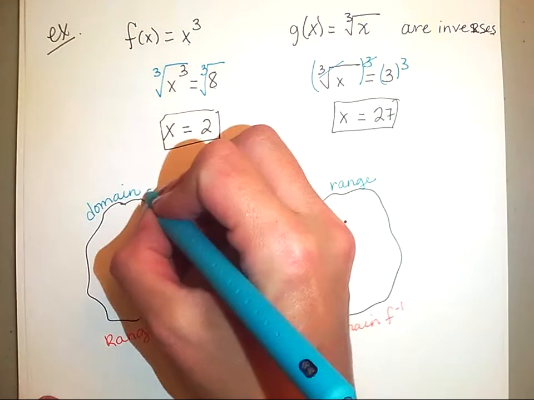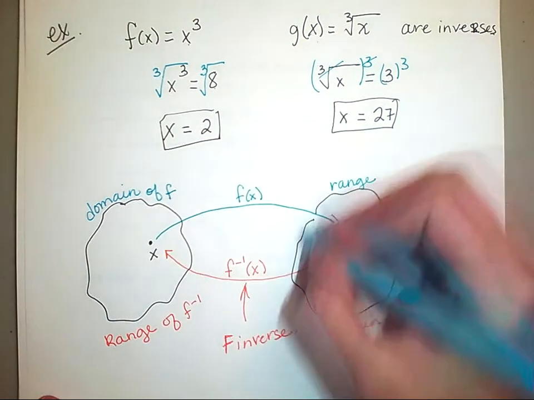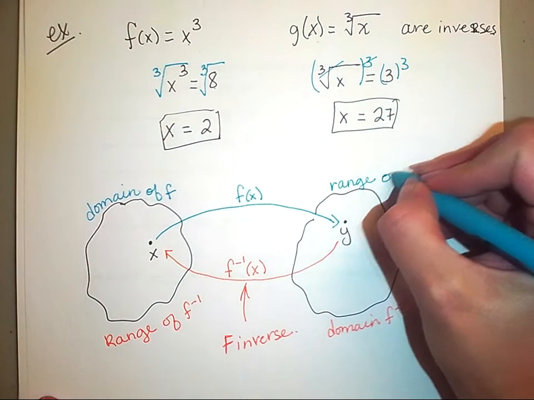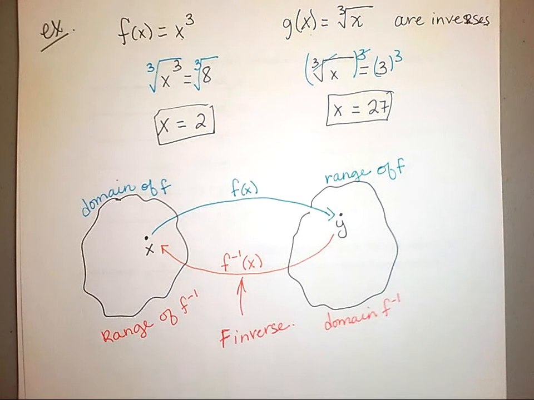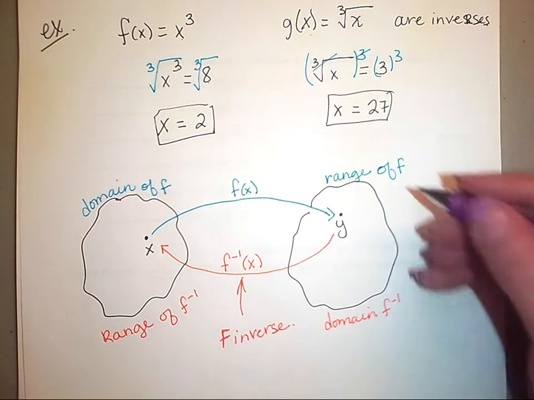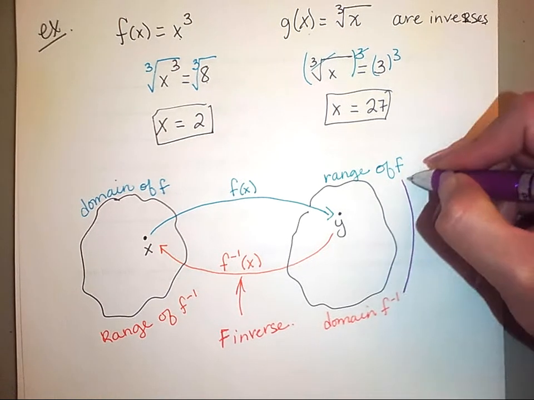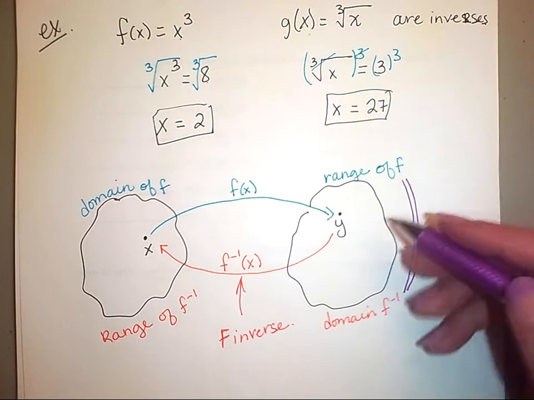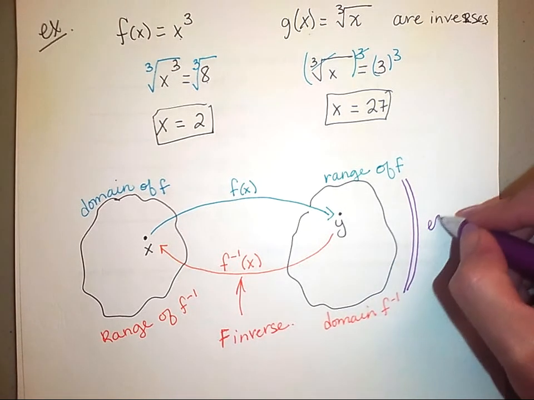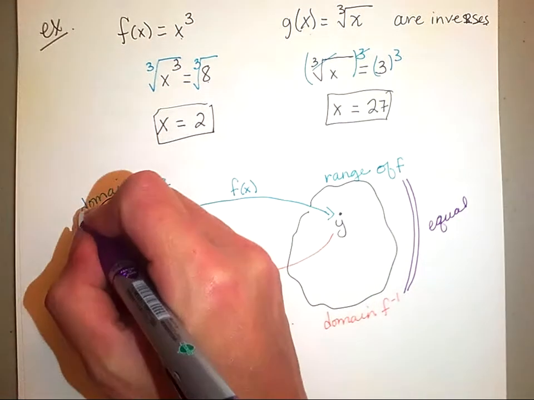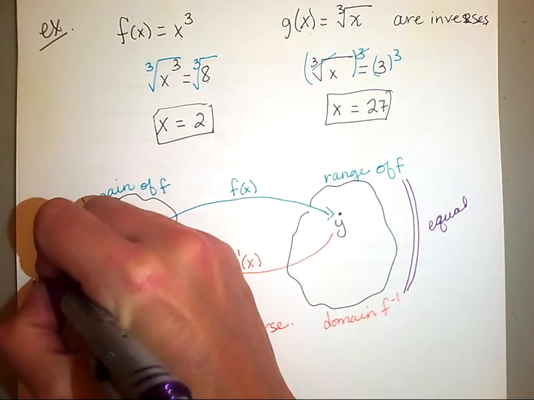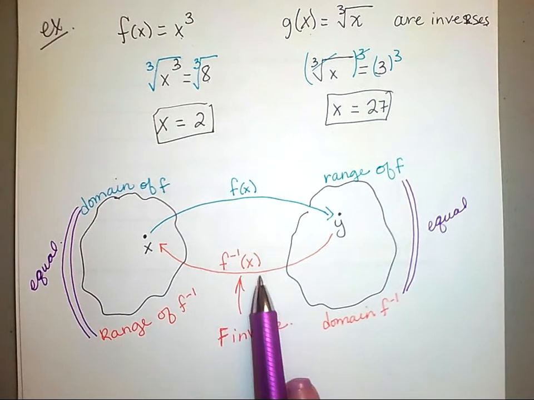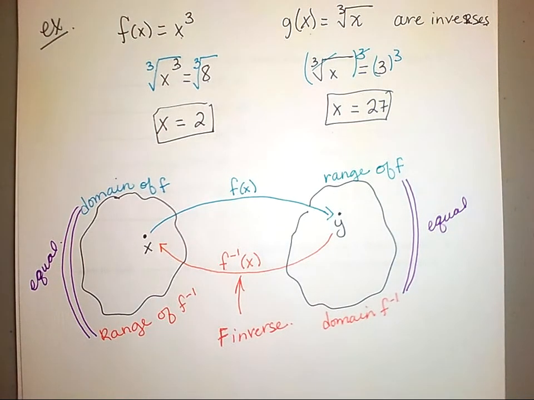So for clarity, we should really say that this group of numbers is the domain of f, and this group of numbers is the range of f. But what that means then is that the range of f and the domain of f inverse are the same group, so these are equal. And the same here with the domain of f and the range of f inverse, these are also equal. So that's the role of f inverse: it's to get us back to where we originally started.